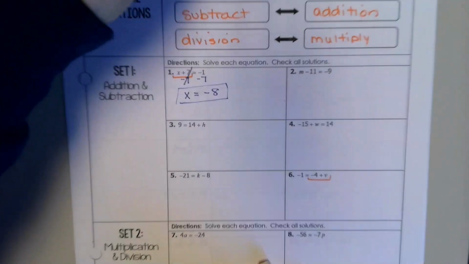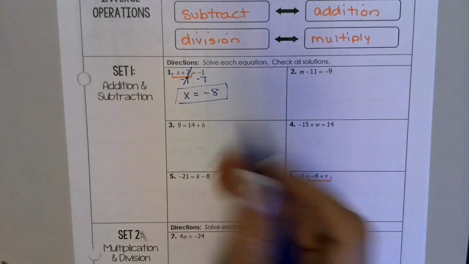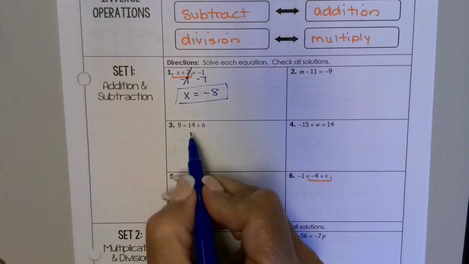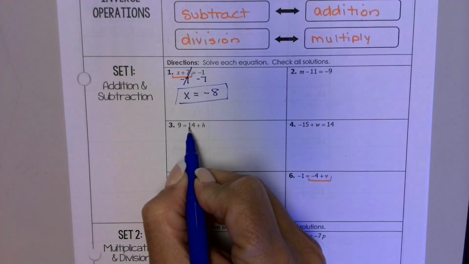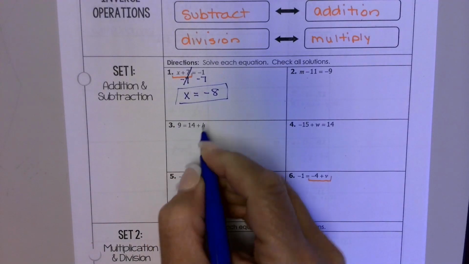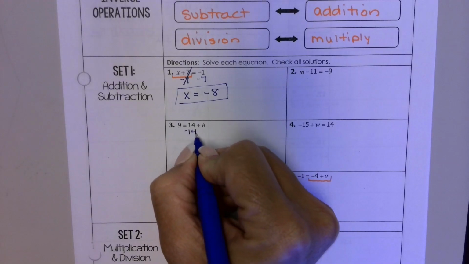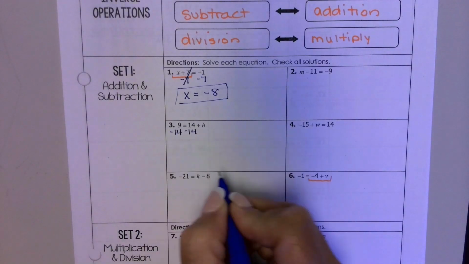Okay, let's look at the next one. Let's look at number 3. So number 3, even though my variable is on the other side of the equation, this 14 is a positive number. And since this is positive, I'm going to add. Right? So this means I'm adding 14. So the opposite of adding is subtraction. So I have to subtract 14 from this side and subtract 14 from this side.